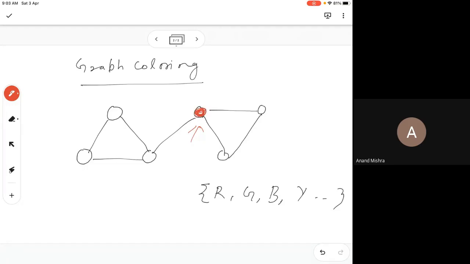Next, I again take another vertex randomly from the remaining n-1, and I can use any of these colors. So let's say I choose this, then I need to see whether the neighbors are colored or not. For this case, there are no neighbors colored, right? So none of the neighbors are colored, and therefore I have to use the first available color, which in this case is red.